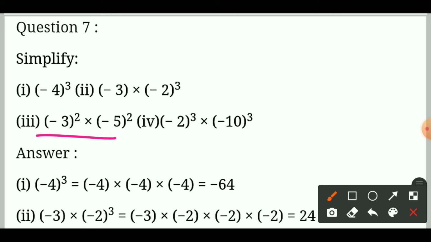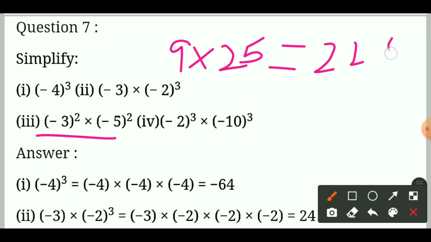So 3 raised to power 2 means what? 3 3 is the 9. Base is positive, and the power is even. So 5 5 is 25. Here also the base is negative and power even. So both answers are positive. And what is 25 nines? 25 nines are 225. So the answer is 225.